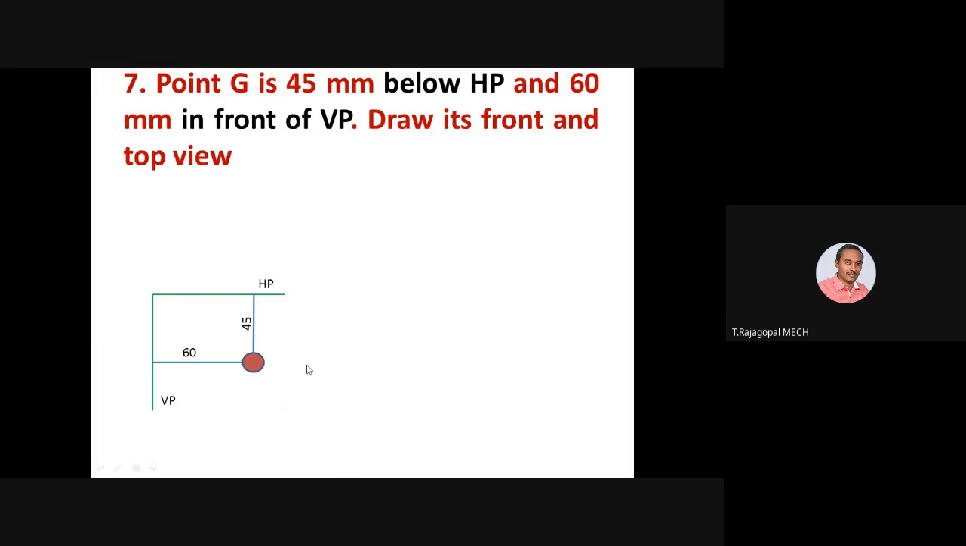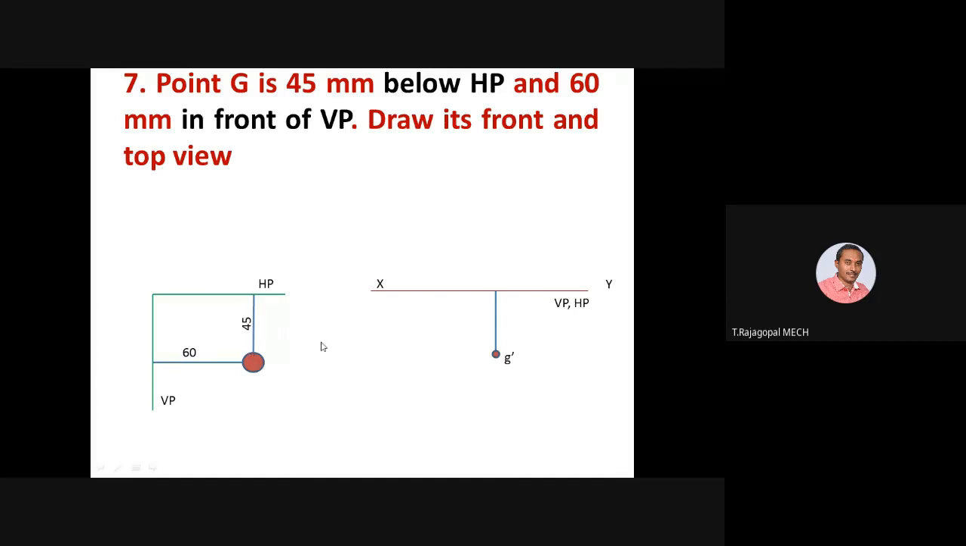After the rotation of the horizontal plane in the clockwise direction by 90 degrees, HP and VP will overlap in a single plane. Also the VP is below XY, below the reference line. After the rotation of the horizontal plane by 90 degrees clockwise, it also comes below the XY reference line. So both the front view as well as the top view are going to be drawn below the XY.